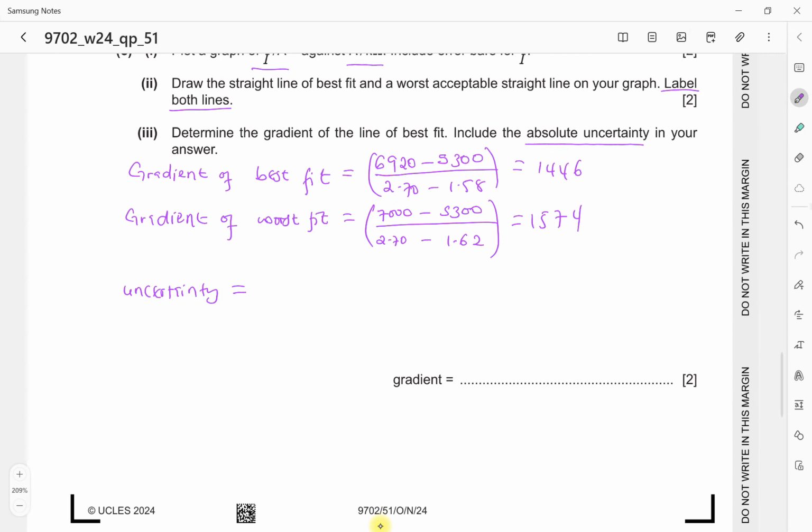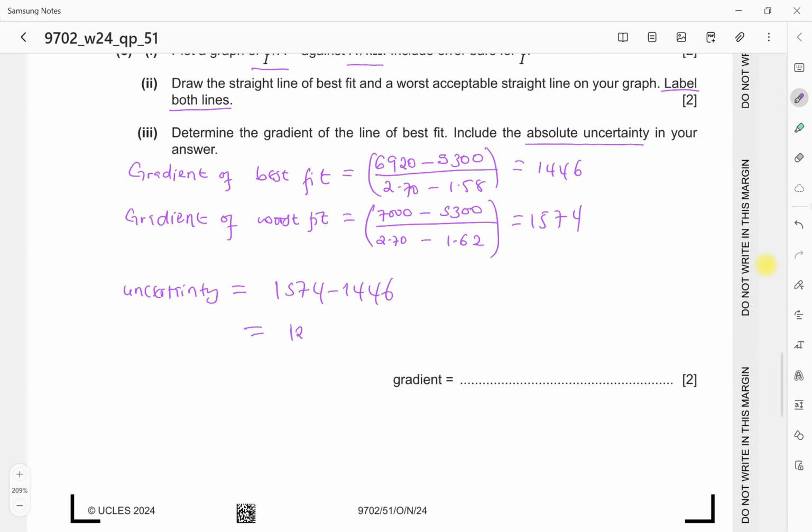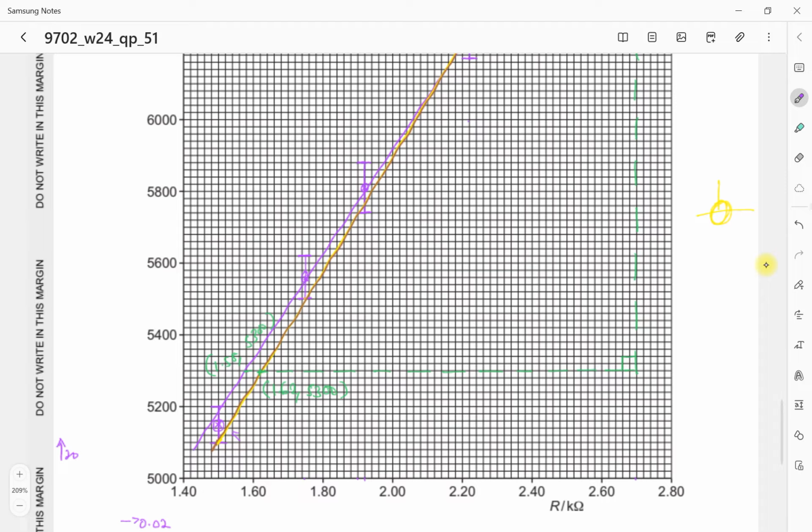Then for the uncertainty, we just subtract 1574 minus 1446. Remember, zero uncertainty is not acceptable. So that is 128. So the gradient is going to be 1446 plus or minus 128. Okay, then last page.